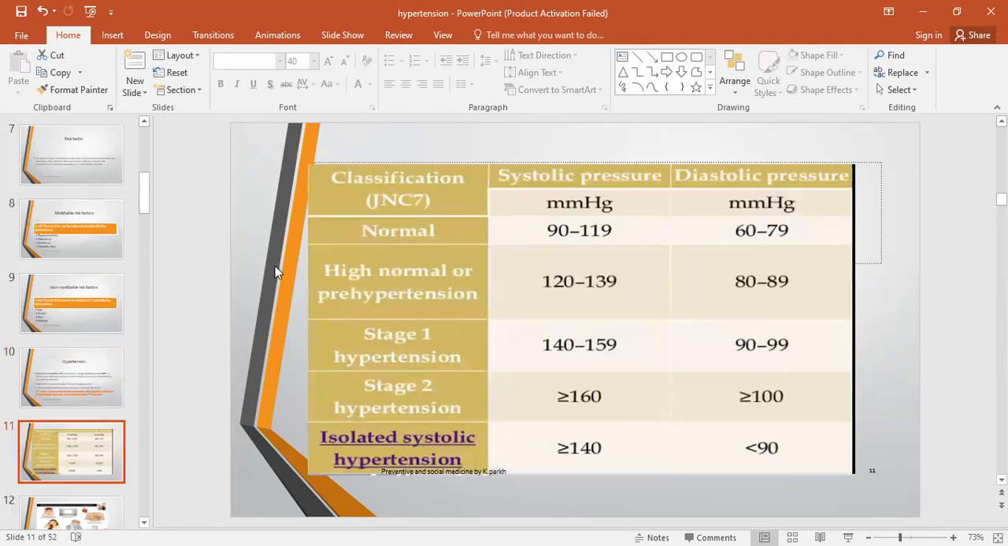These are the new guidelines from the American Heart Association and American College of Cardiology. According to blood pressure, the normal classification is 90 to 119 systolic and 60 to 79 diastolic. The pre-hypertension stage is now considered 120 to 139 systolic and 80 to 89 diastolic. Stage 1 hypertension is labeled when a person has 140 to 159 systolic and diastolic between 90 to 99. Stage 2 hypertension is labeled when blood pressure is more than 160 systolic and more than 100 diastolic. Isolated systolic hypertension is when the elevated blood pressure is more than 140 systolic and less than 90 diastolic.